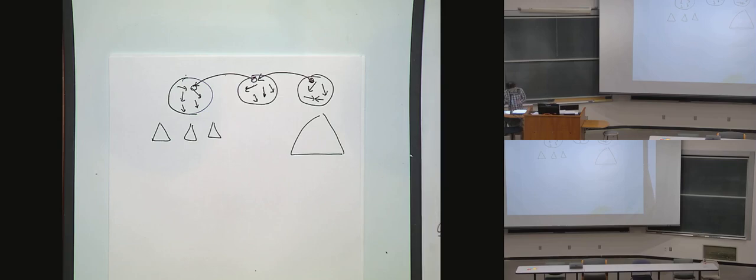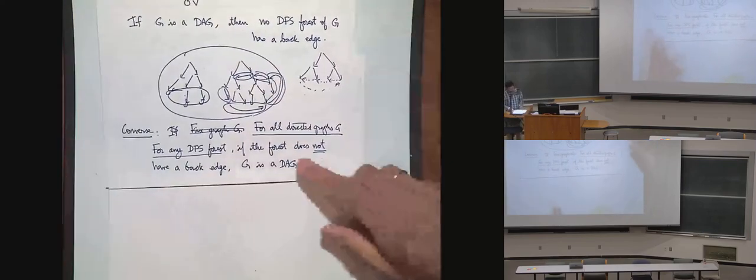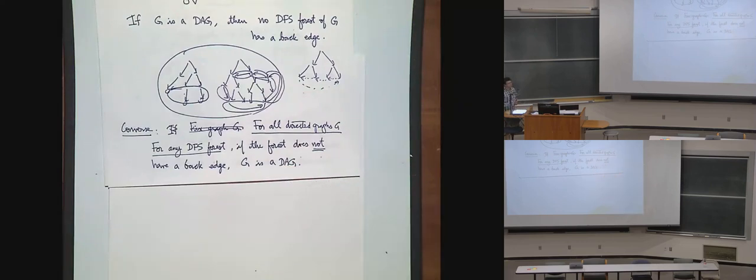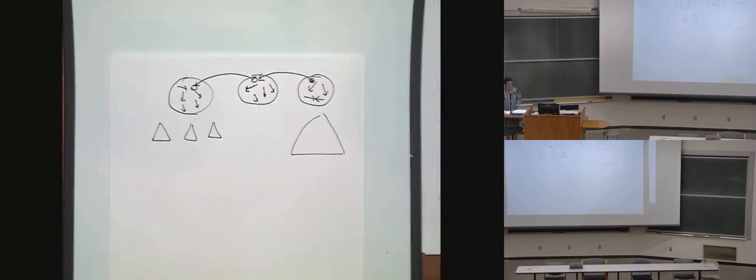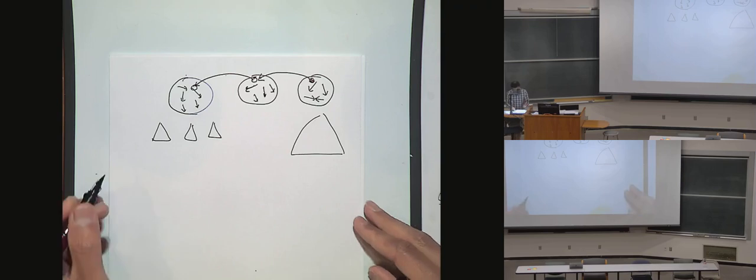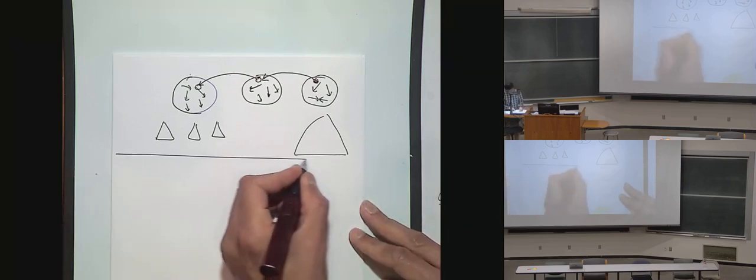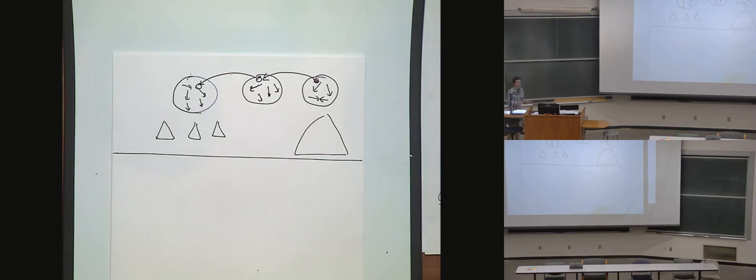Okay, good. Let me prove to you the converse: that if it does not have a back edge, it must be a DAG. This is actually a little trickier to prove, which is why it's in your homework. But I'm going to tell you how you're going to approach this question. I'll verbally explain it to you, and then you need to write down the proof.